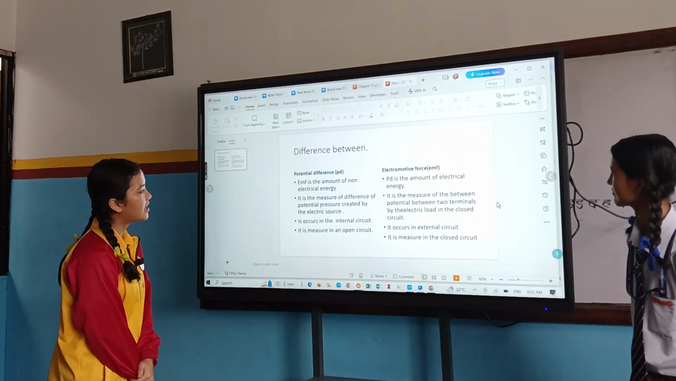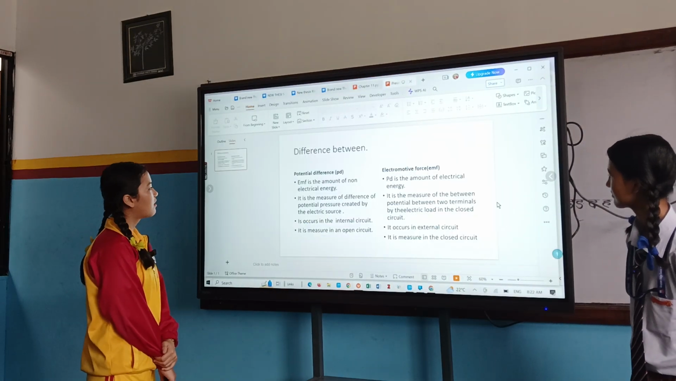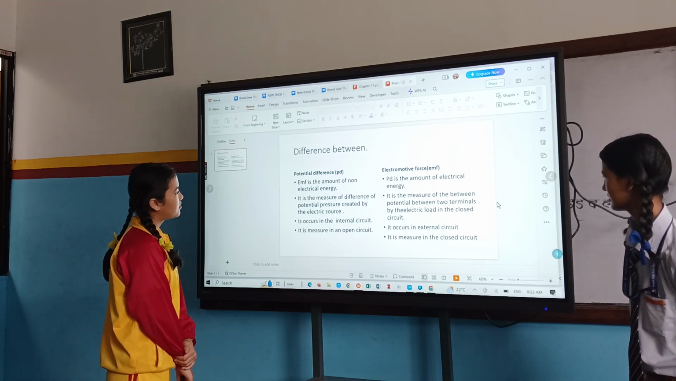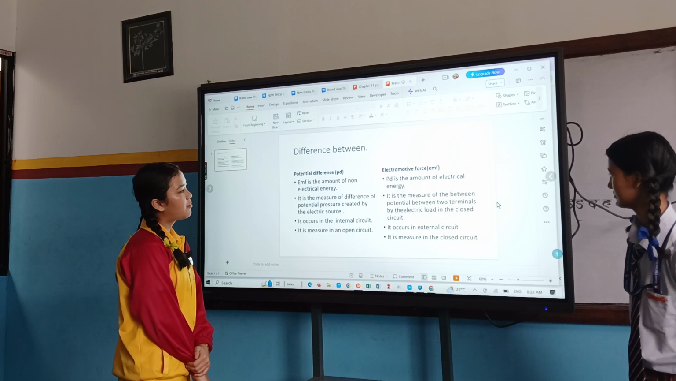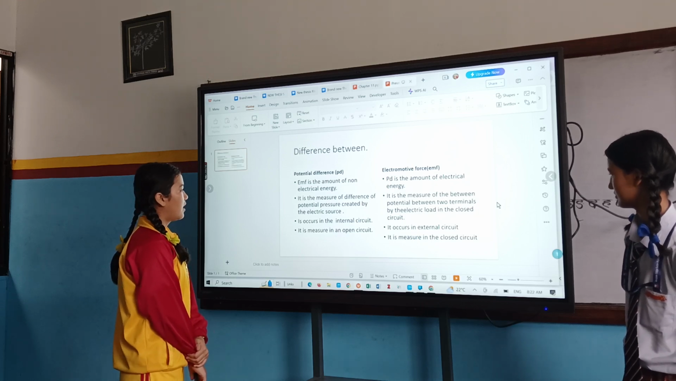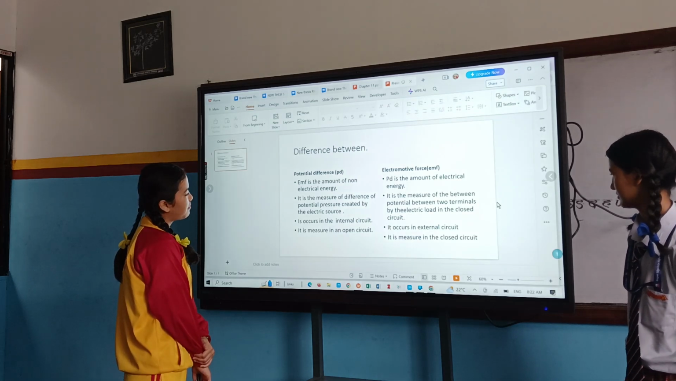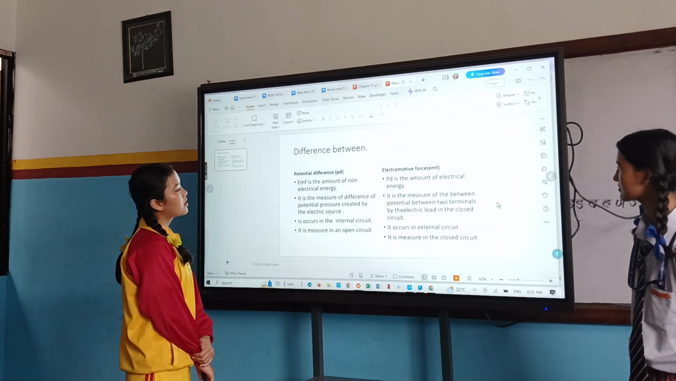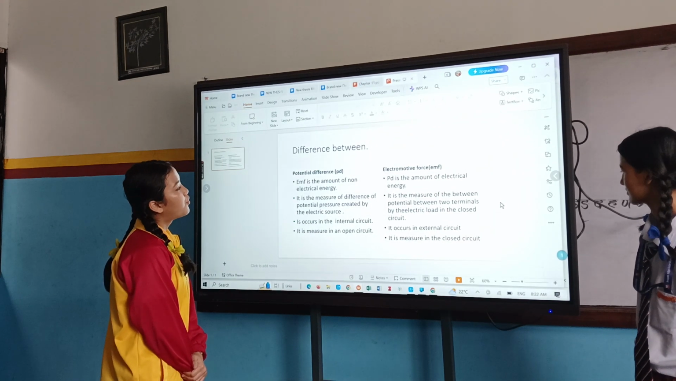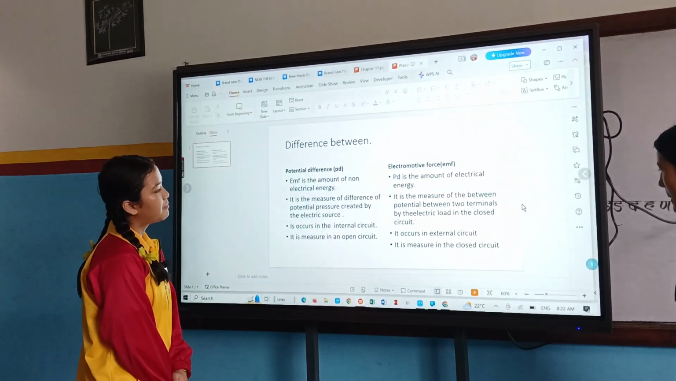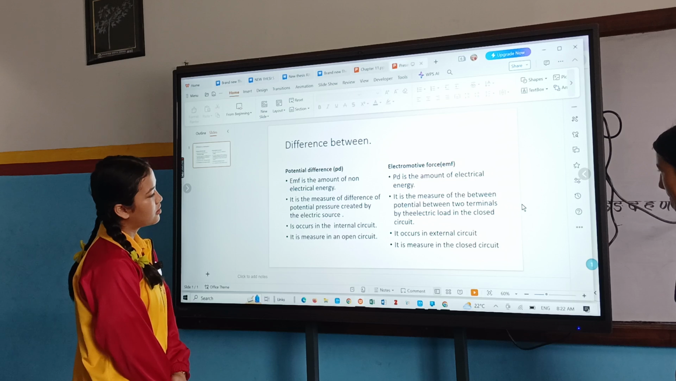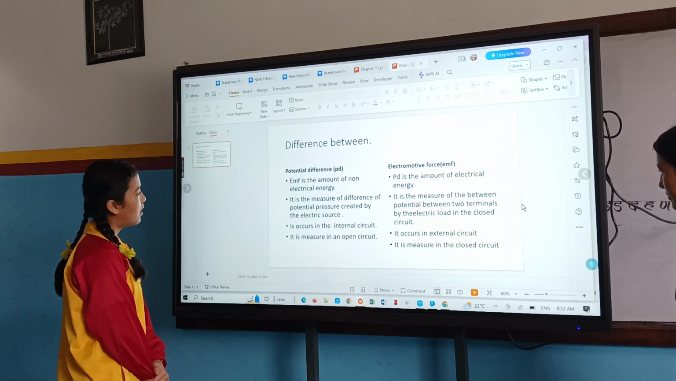Next one is on the difference between PD and electromotive force. EMF is the amount of non-electrical energy, and PD is the amount of electrical energy. Potential difference is the measure of difference of potential created by the electric source, and electromotive force is the measure of potential between two terminals by the electric source in the closed circuit, and potential difference occurs in the internal circuit.